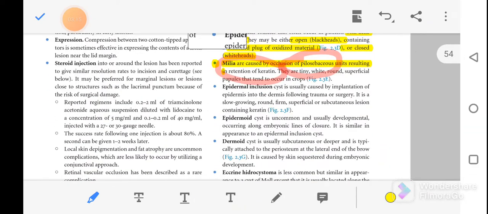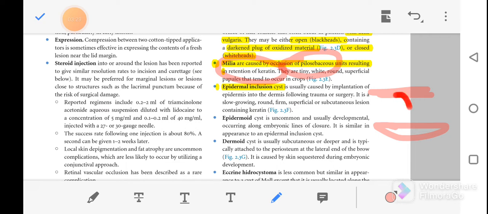Then the epidermal inclusion cyst. It is usually caused by the implantation of epidermis into the dermis following trauma or surgery. If there is any trauma or surgery, the epidermis goes into the dermis. There is implantation of epidermis into dermis following trauma or surgery. It is a slow growing, round, firm superficial or subcutaneous lesion which contains keratin. So it is an inclusion cyst because epidermis is included into the dermis.